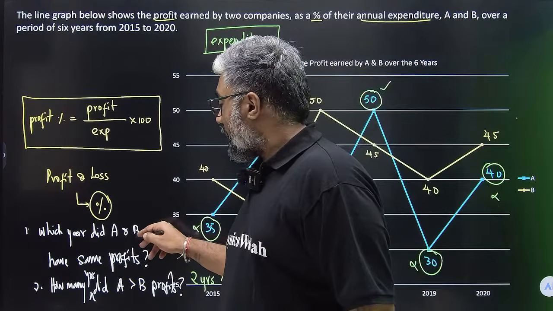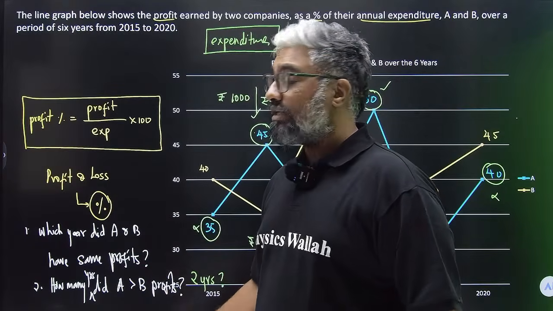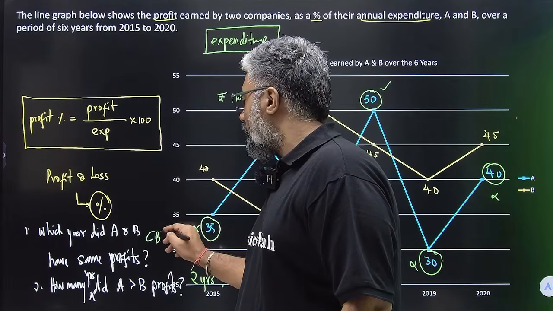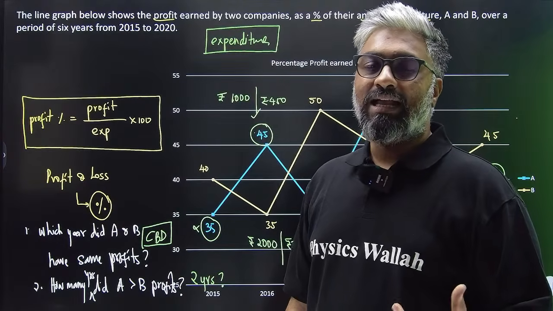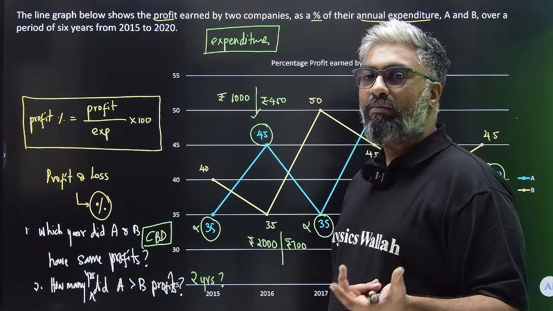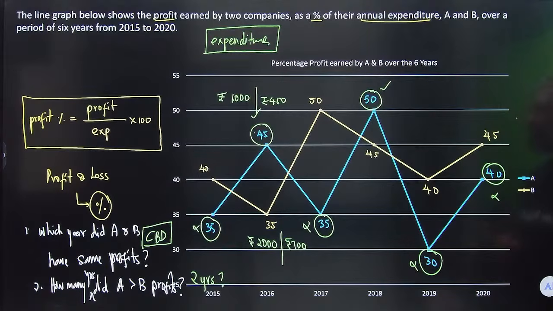So here I cannot say that in none of the years A and B had the same profits. No, the answer here also will be cannot be determined, because unless and until I actually get the whole value, I won't be able to understand that. Is that clear, guys? I hope that's okay, yeah?